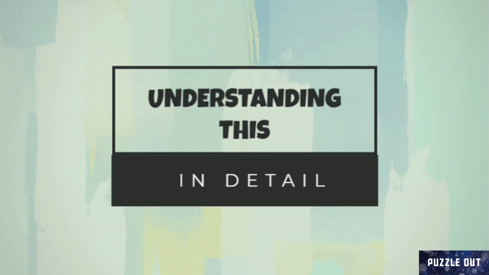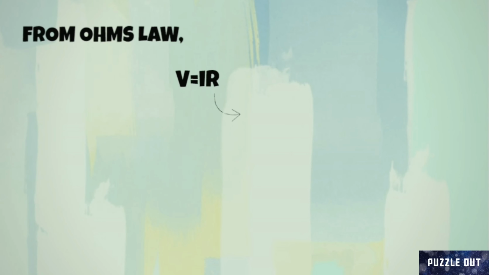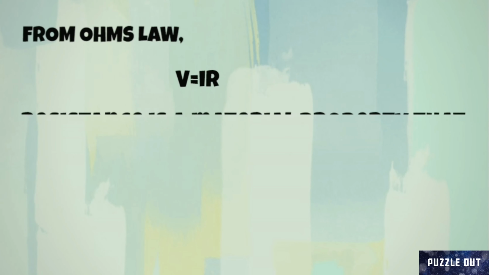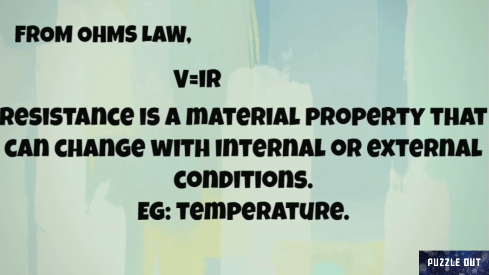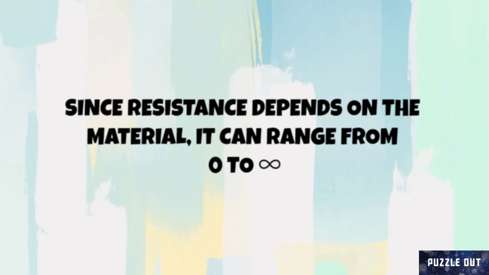Now let us try to understand this Ohm's law further in detail. In the Ohm's law equation, we might consider R to be a constant value all the time since it is a proportionality constant. But ironically, its value varies with external and internal factors, or even from element to element, or even at different temperatures. So the value of resistance ranges from 0 to infinity.